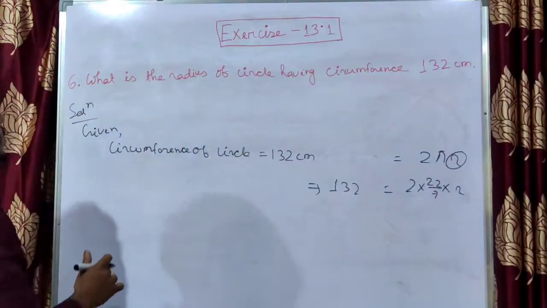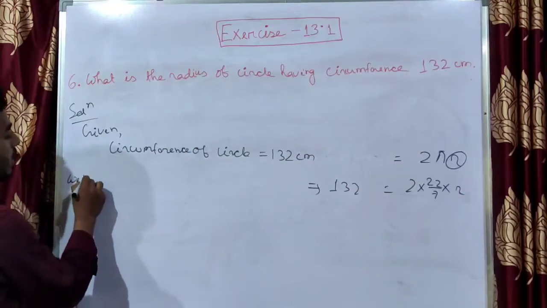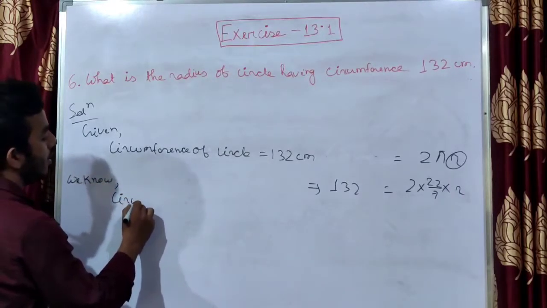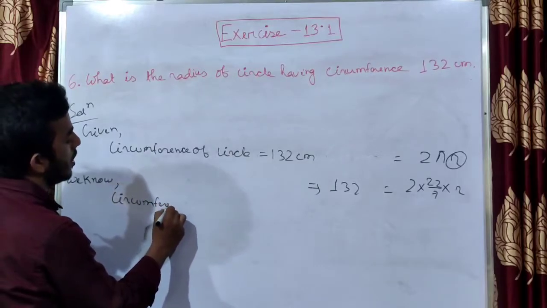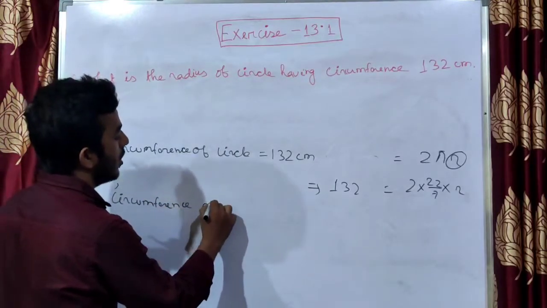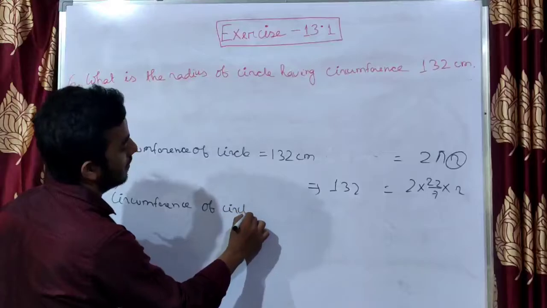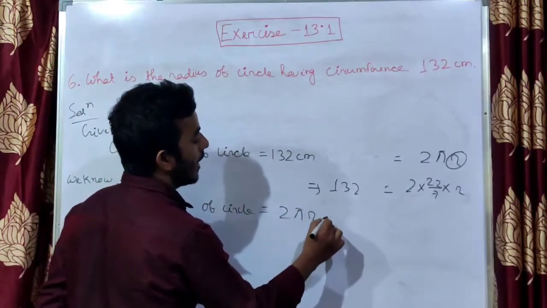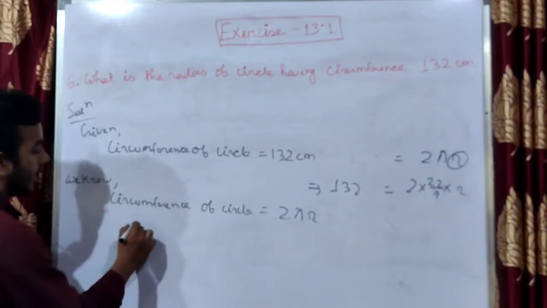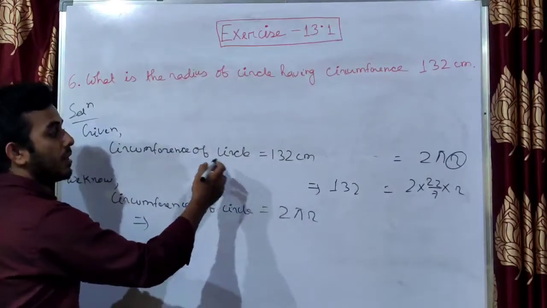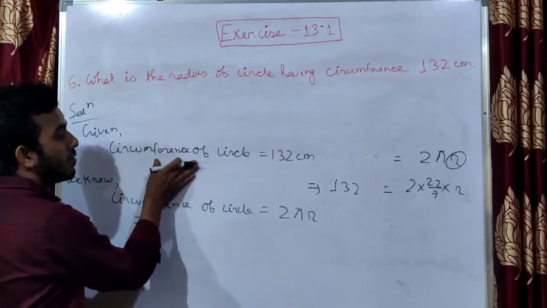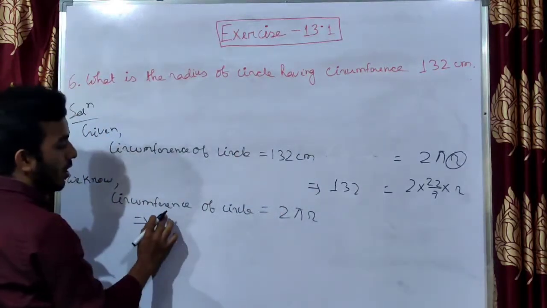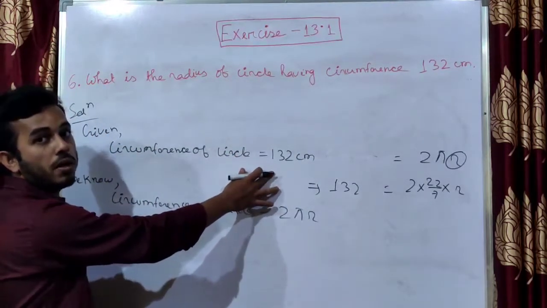Okay. Now we know the circumference of a circle. How much is it? The formula is 2 pi r. Okay. Now in place of this circumference, can we write 132? Yes, this circumference is equal, right? Circumference of circle equals 132. That means circumference means 132. Here in place of circumference we will write 132.